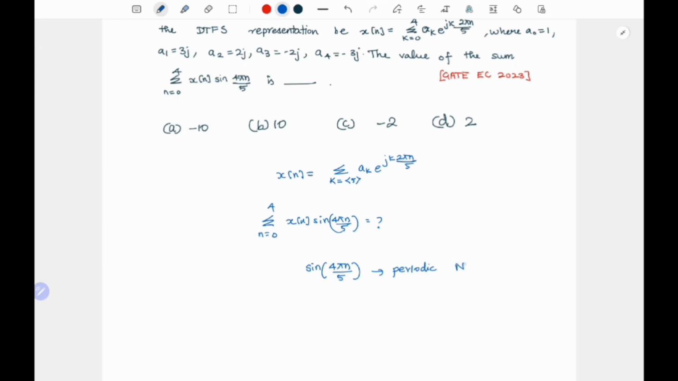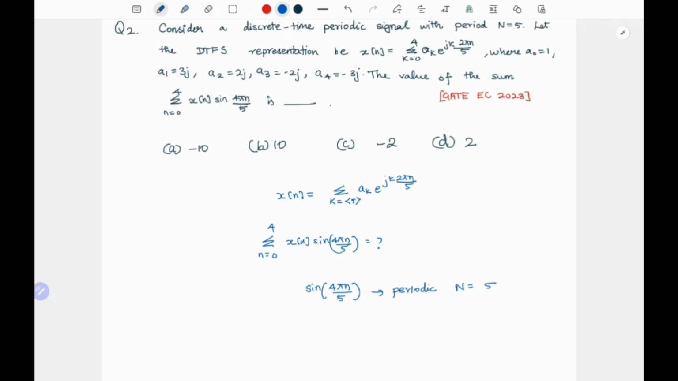And what is the period? N is equal to 5 here again, right? So the correct period will be 5 by 2. But since 5 by 2 is not an integer, we need to assume that it is 5, right? And it is 5. Okay.